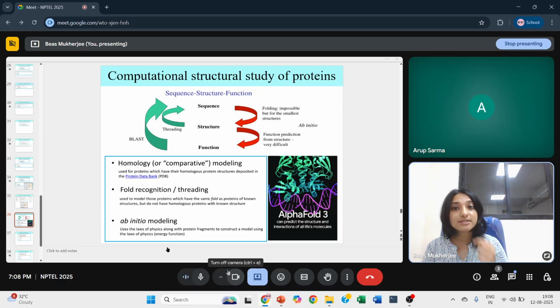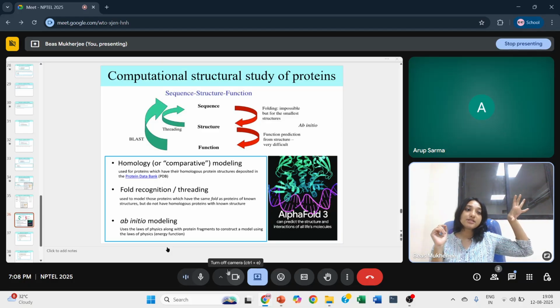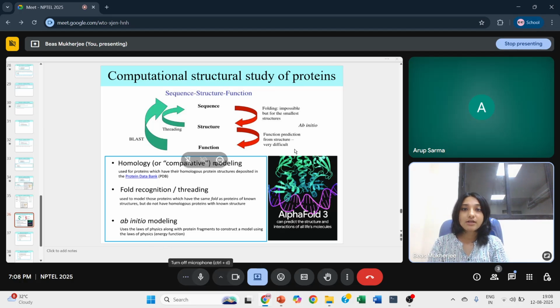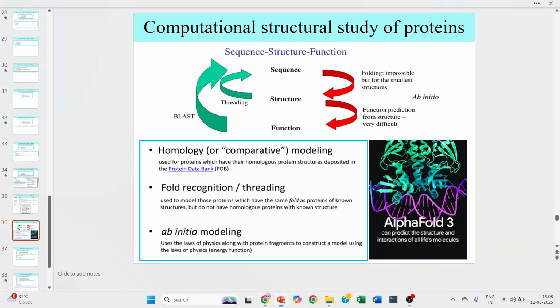Okay, so see, sequence, structure, function. Initially people thought that if this is the sequence of a protein and this is the sequence of another protein, then they are supposed to have the same structure. And if they have the same structure, they're supposed to have the same function. But that is often not the case. Even if two proteins have the same structure, they can have different sequences. If they're performing the same function, they can have different initial starting sequences, right? So that is totally possible. Now see, folding is impossible except for the smallest structures, and function prediction from structure is very difficult. Okay, right. So now we will move on.